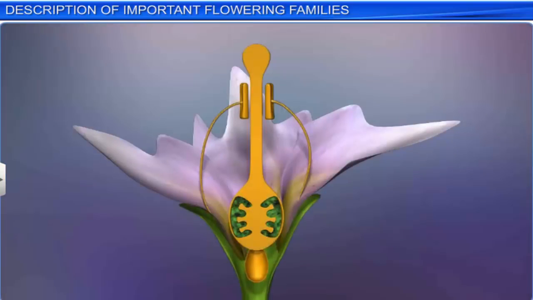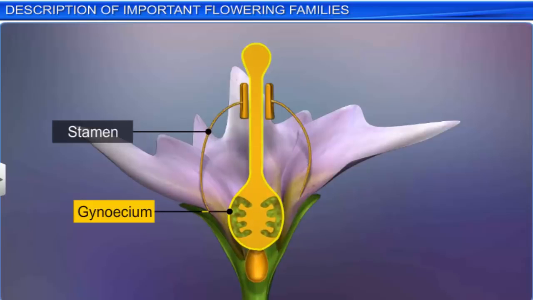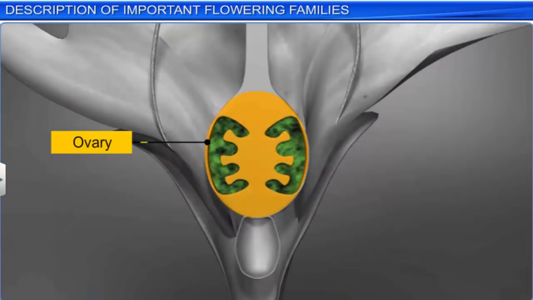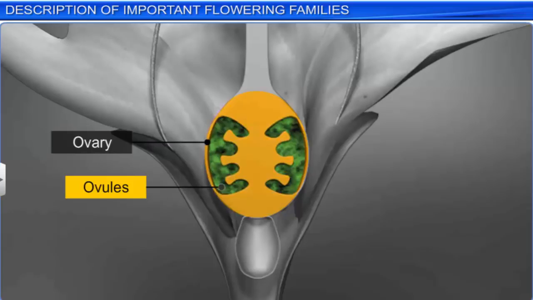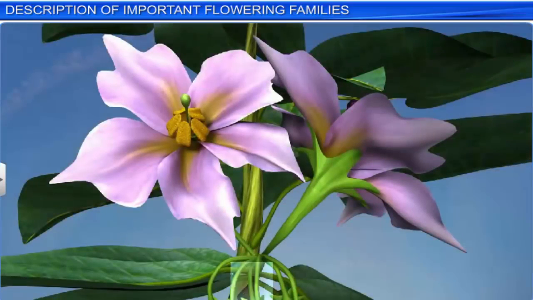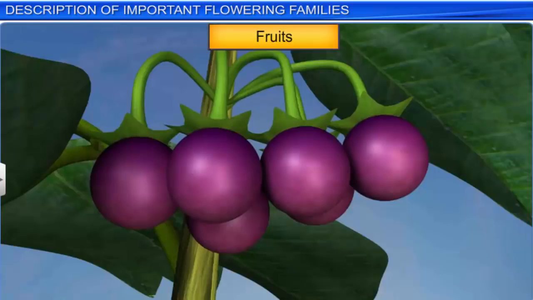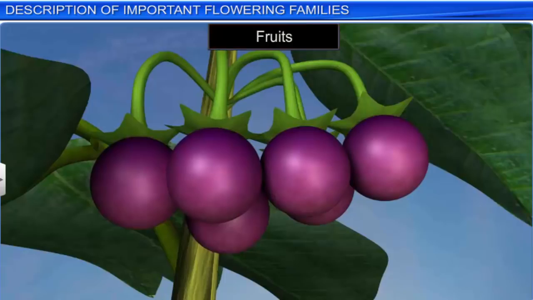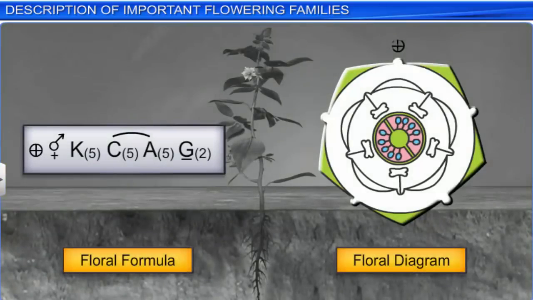In these plants, the androecium has 5 stamens and is epipetalous, and the gynoecium is bicarpellary and syncarpous. The ovary is superior and bilocular, and the placenta is swollen with many ovules. The fruits of these plants are berries or capsules with many endospermic seeds. The floral formula and the floral diagram of the Solanaceae family are as shown.